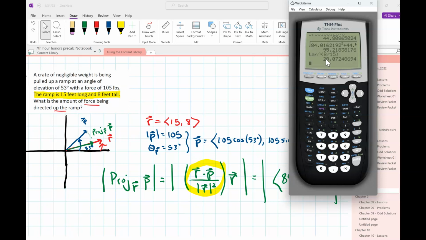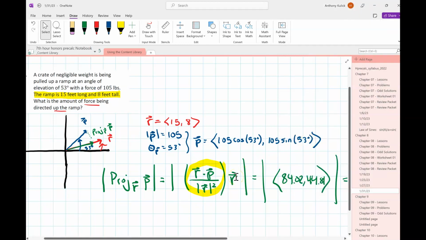Mary? What did you do to get 44.8 again? That was just that 5.06 number I got from doing this coefficient, and it was just times the x component and then times the y component. That's how I got the 84 and the 44. Is that okay?